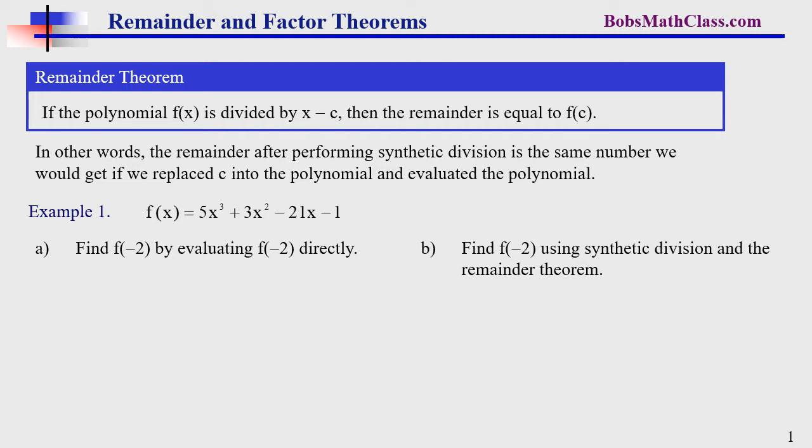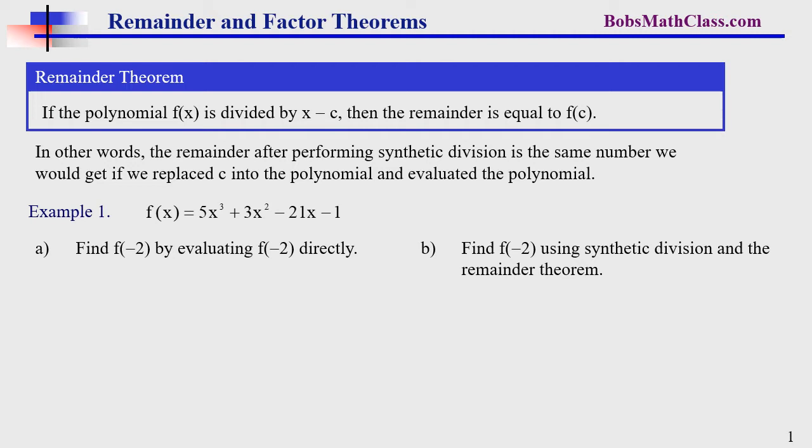So we're talking about division, and notice that our divisor is x minus c. That means that we could use synthetic division. Okay, our last video was on synthetic division. So what we're saying then is if we evaluate f of c, we'll get the same number for the remainder as we would if we did synthetic division. That's what this says.